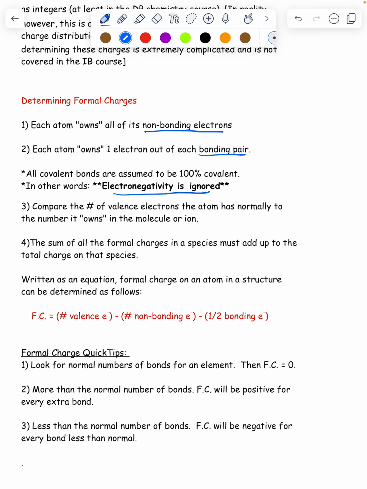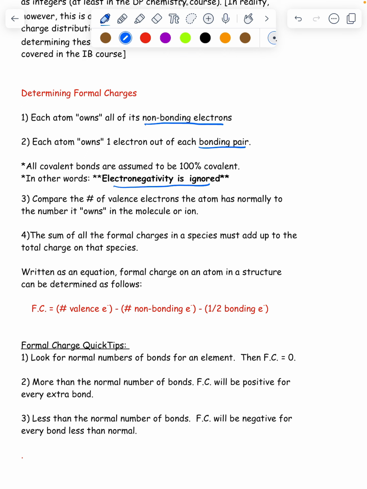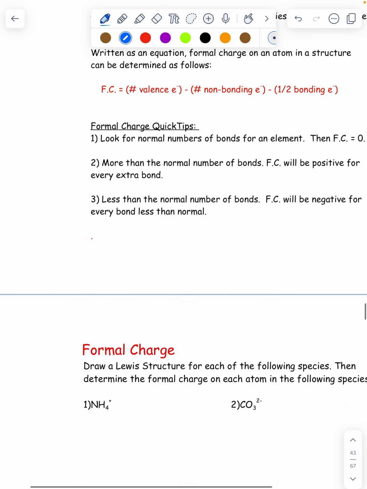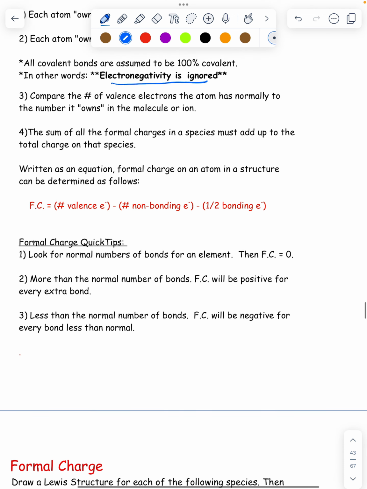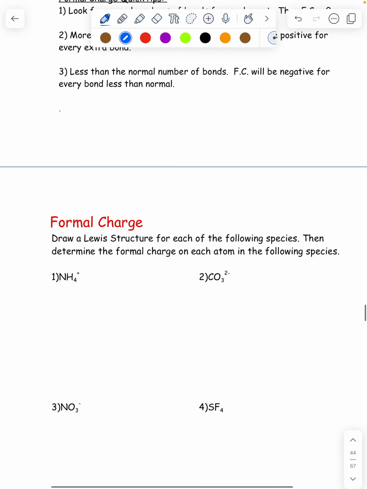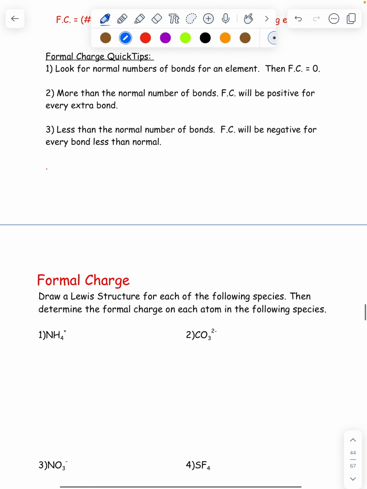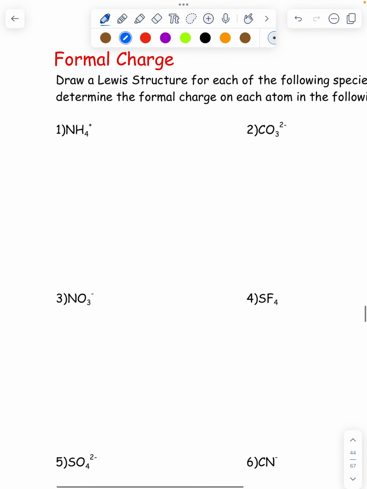And then basically what I do, I mean, there is an equation you can use, but I find it more complicated than it's worth. I just look at the number of valence electrons and I compare it to the normal number that that atom would own. And that's how I come up with the charge. The overall formal charges should add up to the total charge on the species. So if it's a molecule, it should add up to 0, and if it's a polyatomic ion, it should add up to the charge on the polyatomic ion.